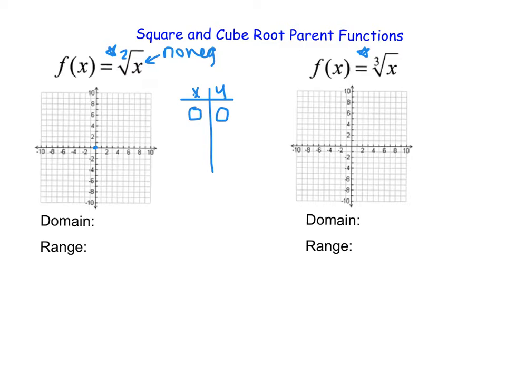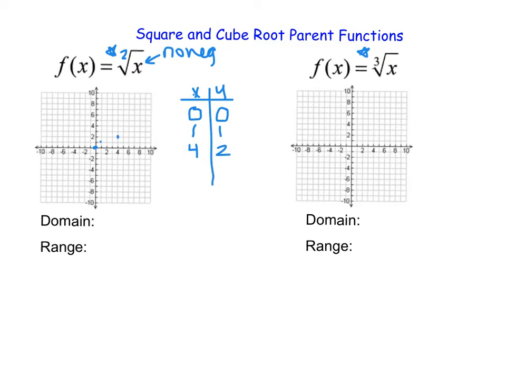Now, I like to make things a little bit easier on myself, so as I select x values for my parent graph, I'm going to pick x values that I know are really easy to square root. So for example, the next really easy to square root value would be 1. The square root of 1 is 1, so my next point would be right here at 1, 1. Then the next really easy value to square root for x is 4. The square root of 4 is 2, so I'm going to go to x is 4, y is 2.